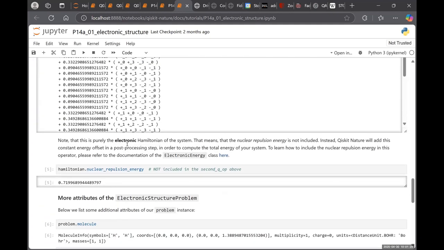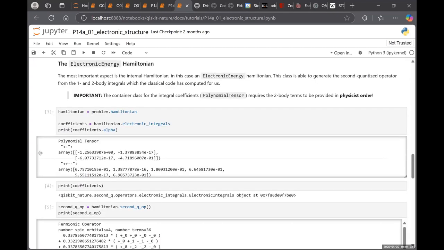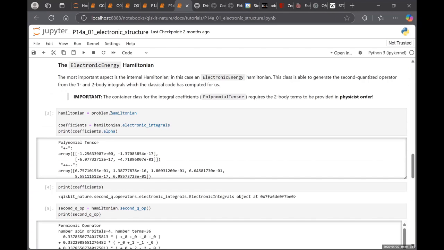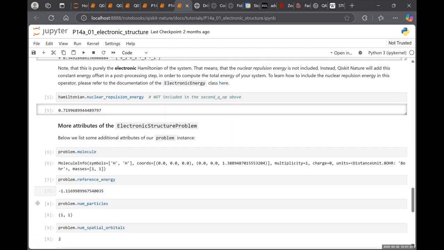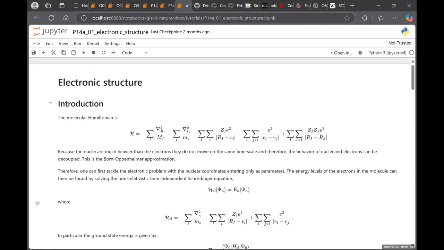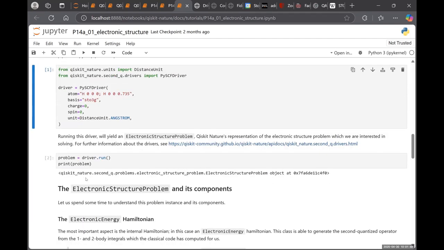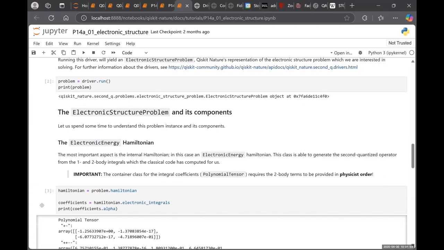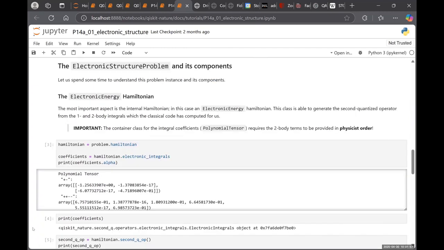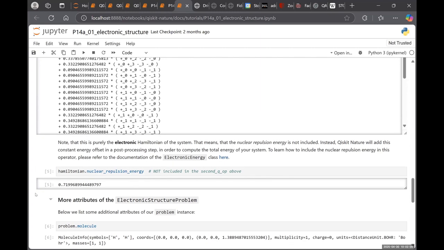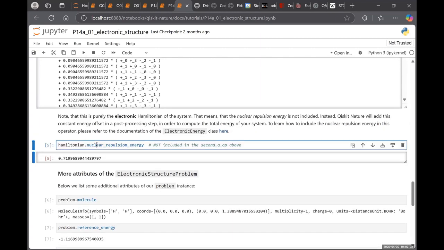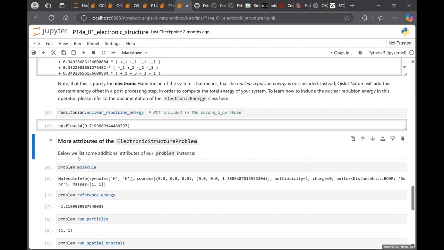So it's here. When you calculate this Hamiltonian, they also record the nuclear repulsion energy. As I pointed out, it's this part, the nuclear repulsion. Because it's a constant, assuming the nuclei are heavy and don't move, they are just parameters. But the energy is there. So this is the nuclear repulsion energy, and it is not included in the second quantized operator.